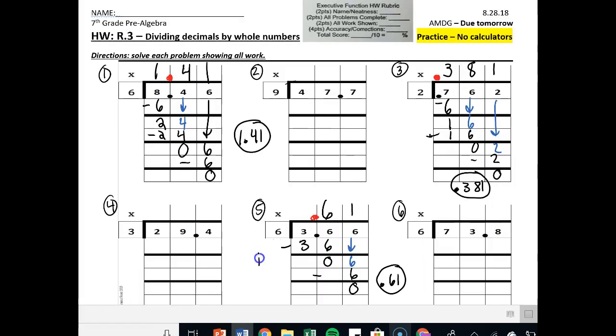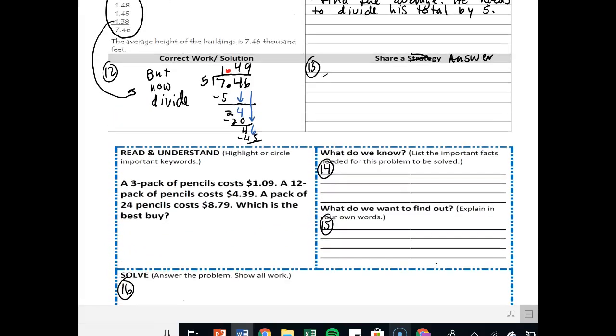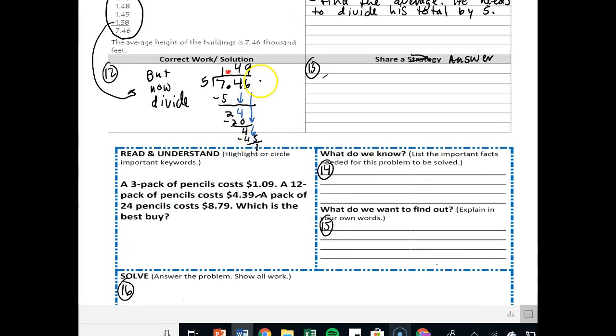Wait a second, we got 1 left over. Oops, sorry guys. We've got 1 left over, so that means our problem is not done. That means we need to add another 0 and drop it on down. And now, how many times does 5 go into 10? That's 2 times. So my answer here, because I had to add that other 0, is 1.492.